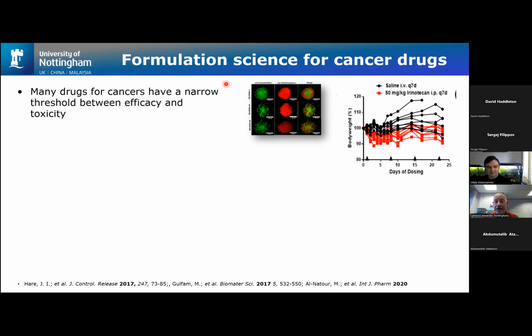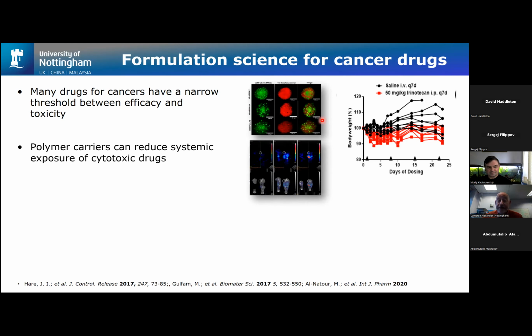looking at formulation science for cancer drugs. And as I said earlier, many drugs for cancer have a very narrow threshold between efficacy and tox. And one of the things, of course, is that if you use a polymer carrier, you reduce systemic exposure of cytotoxic drugs, and so that can be beneficial for the patient. You don't go above the therapeutic window.